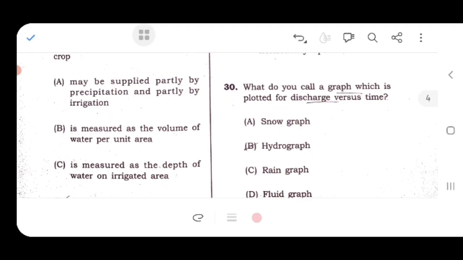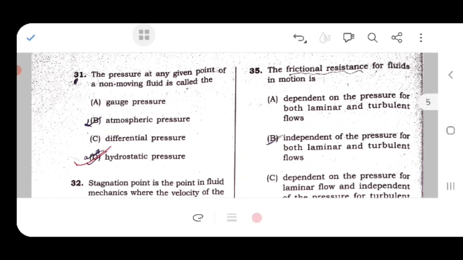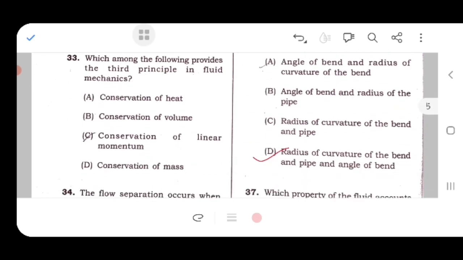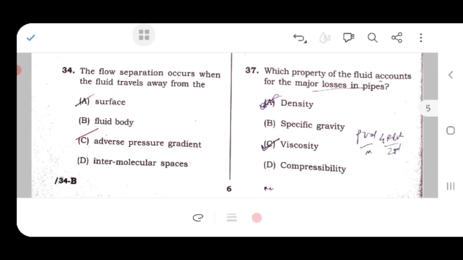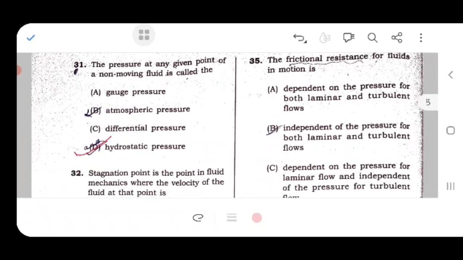What do you call a graph which is plotted for discharge versus time? That is hydrograph. The pressure at any given point of a non-moving fluid is called hydrostatic pressure. Stagnation point is the point in fluid mechanics where the velocity of the fluid at that point is 0. Which among the following provides the third principle in fluid mechanics, that is conservation of linear momentum? The flow separation occurs when the fluid travels against the adverse pressure gradient. The frictional resistance for a fluid in motion is independent of pressure for both laminar and turbulent flow.